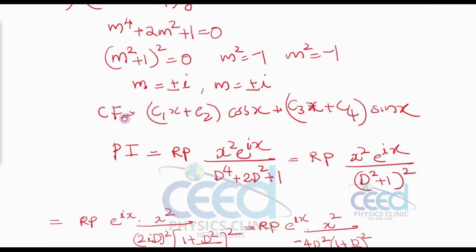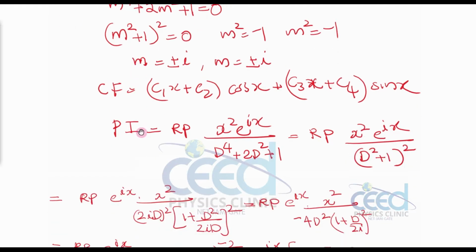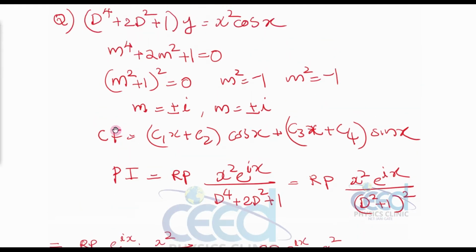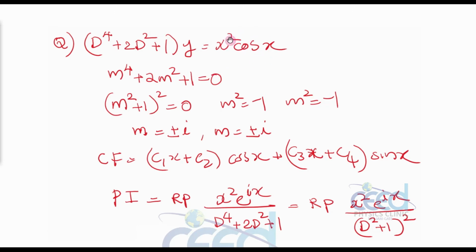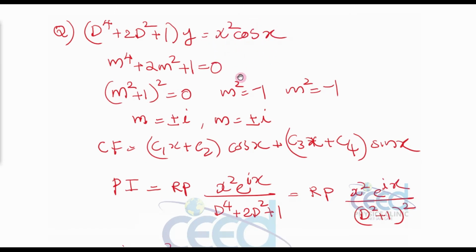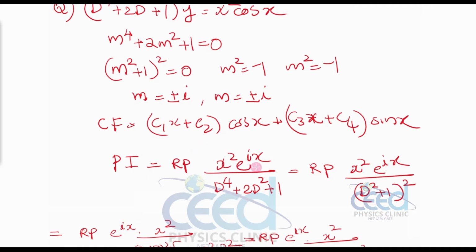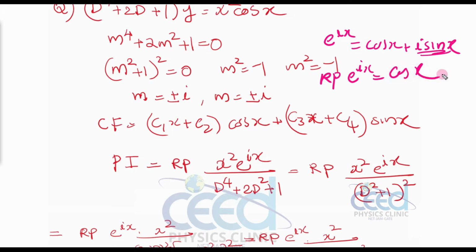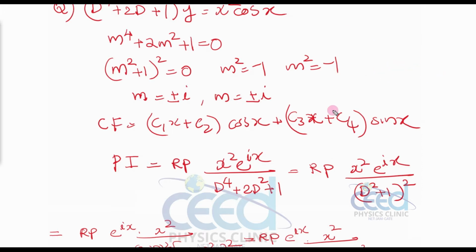Now to find the particular integral, we want to implement some new trick here. In order to solve this combined function, I am writing this cos x as the real part of e^(ix). We know that e^(ix) = cos x + i sin x, so if I take the real part of e^(ix), the real part means cos x. This is the trick I am applying here.